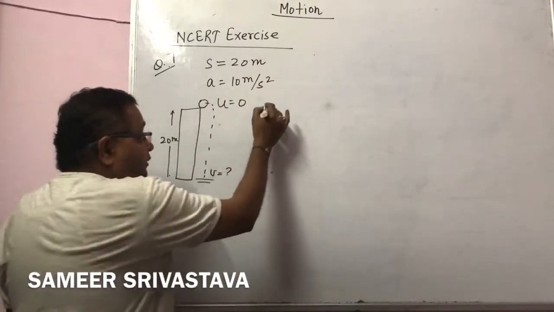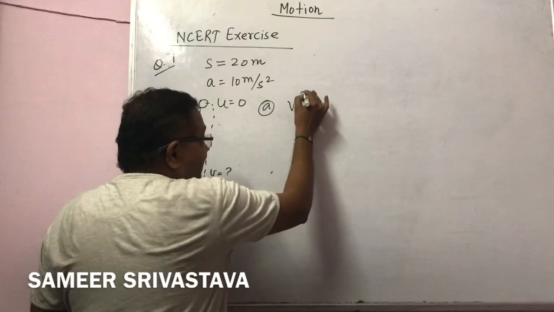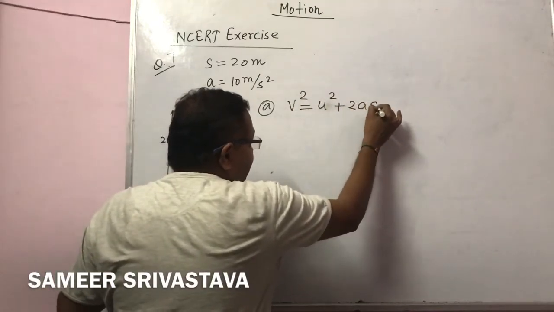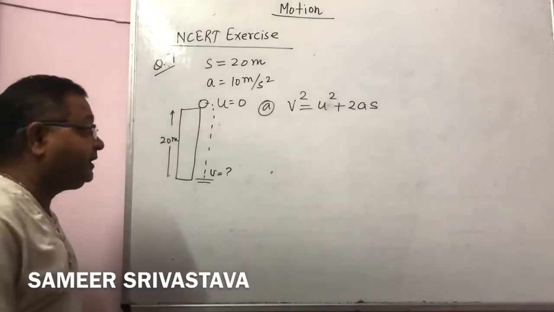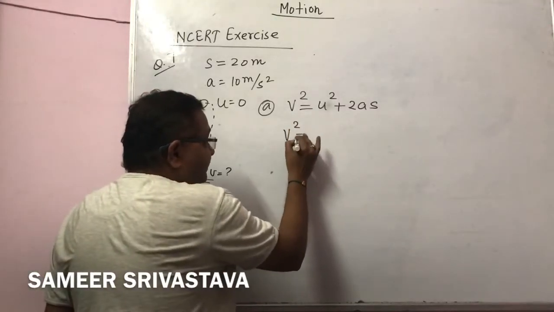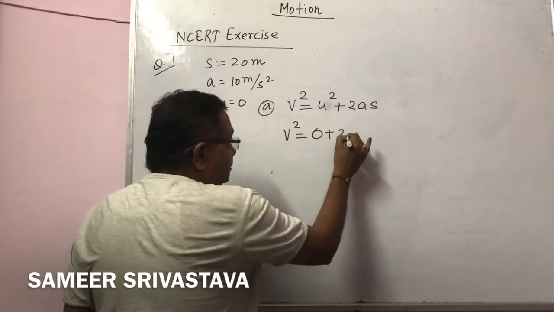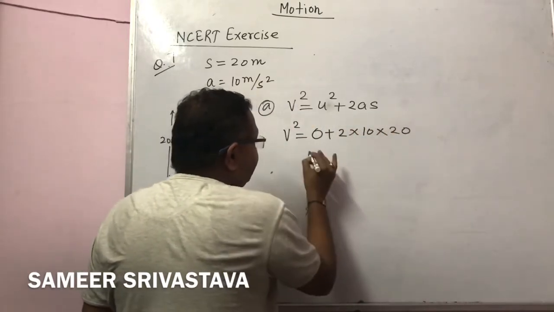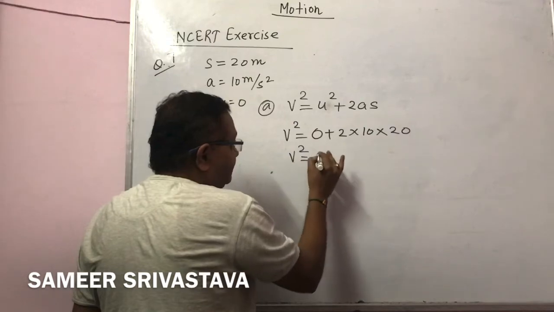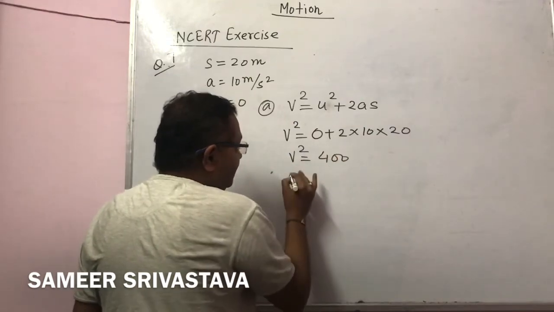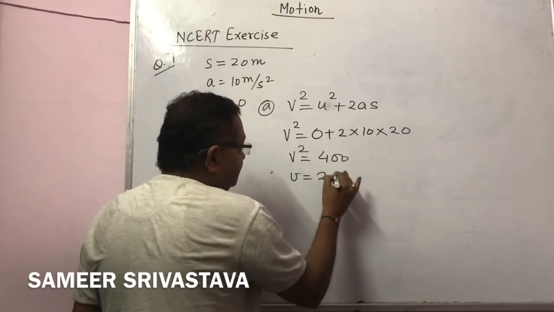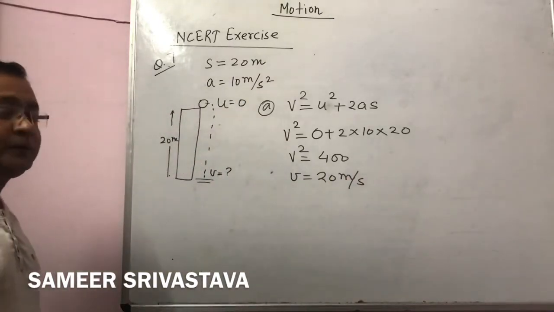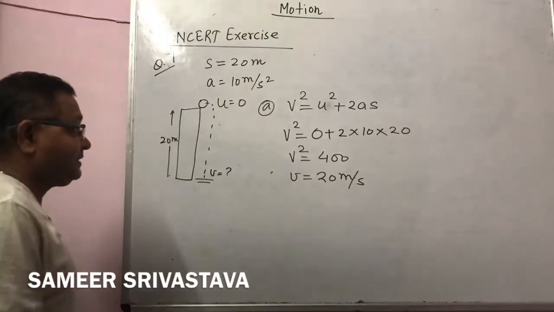Okay. Now for the case 1, we use the kinematic equation v square is equal to u square plus 2as. Okay. And put the values. V square, the u is 0, 2a is given as 10 and s is given as 20. So v square is equal to 400. Or we can write v is equal to 20 meter per second. This is a case 1.